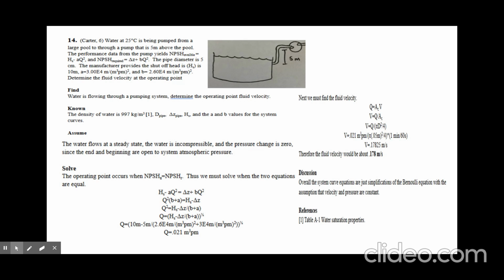Known in this problem, we know the diameter of the pipe, the change in the height in the pipe, the shutoff head, and then the density of water, which is from table A1. In order to solve this, we're going to set the NPSH available equation equal to the NPSH required equation and then solve for the volumetric flow rate. Once we have the volumetric flow rate, we're going to use continuity to find the fluid velocity.